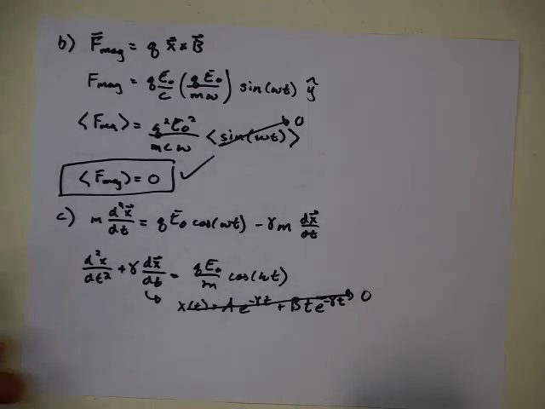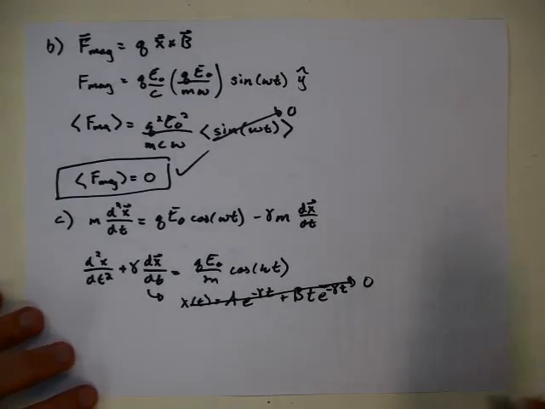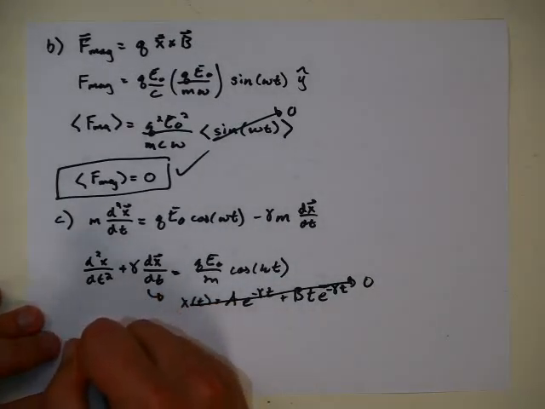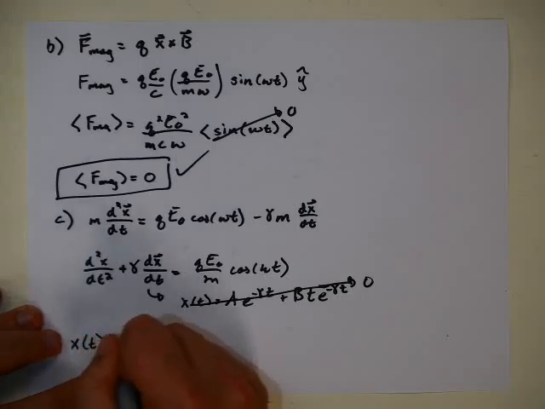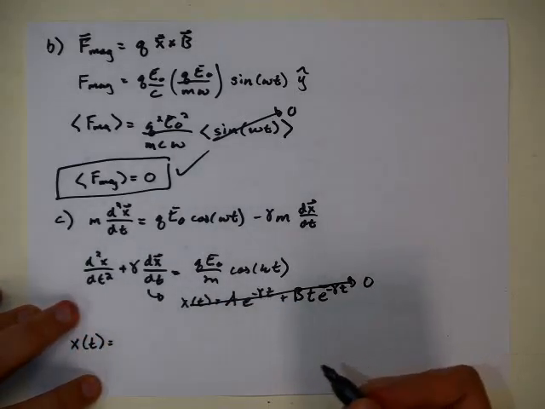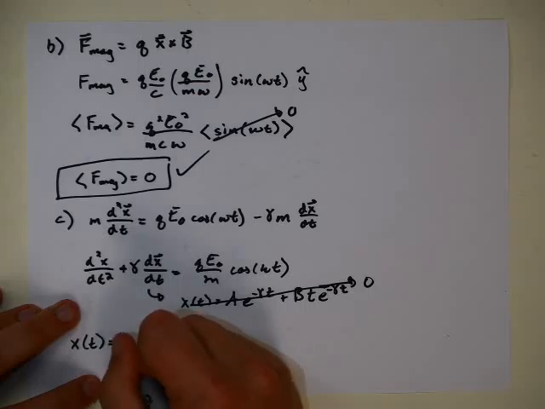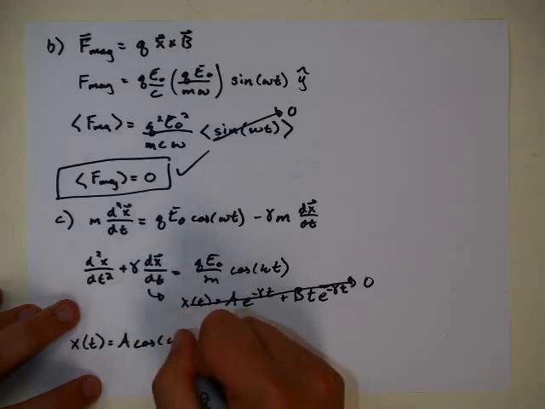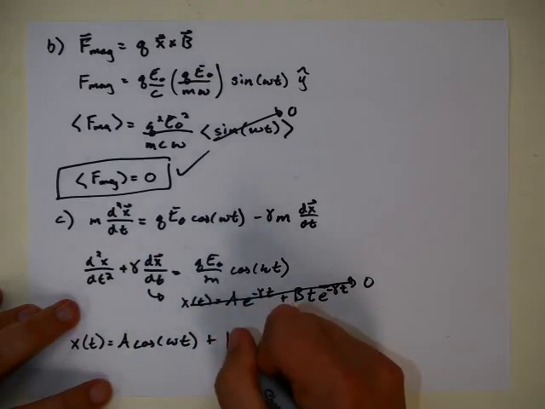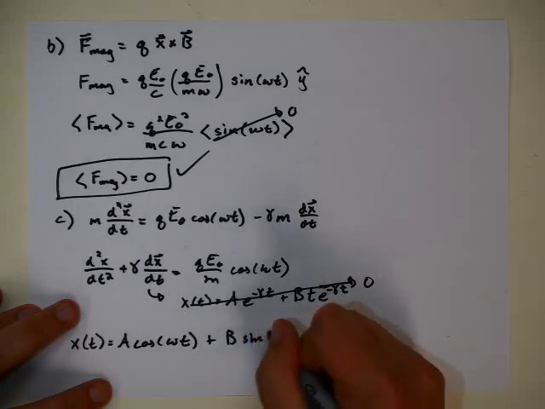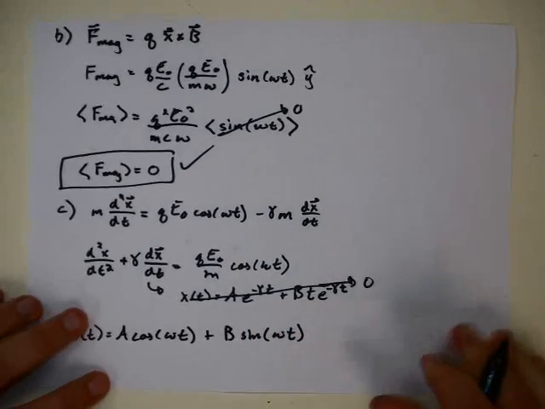What we're looking for is the driven solution, the solution from the driven part of this. And so to do that, we're going to have to make an assumption. We're going to make an assumption that this x has sines and cosines. So a cosine omega t plus b sine of omega t.